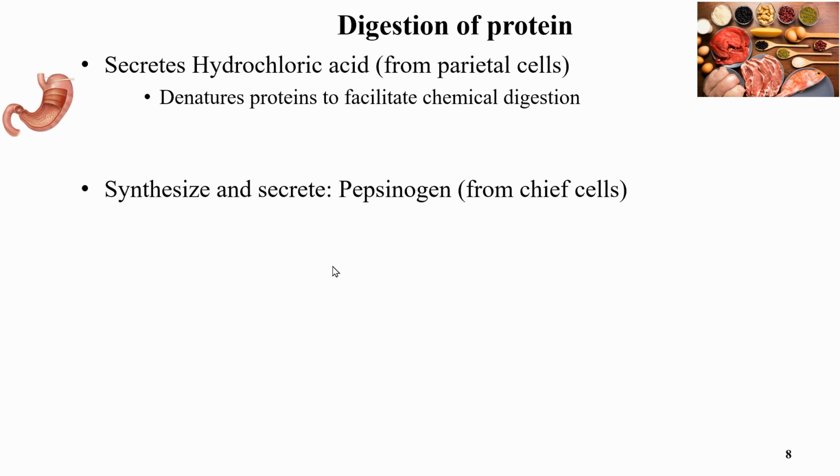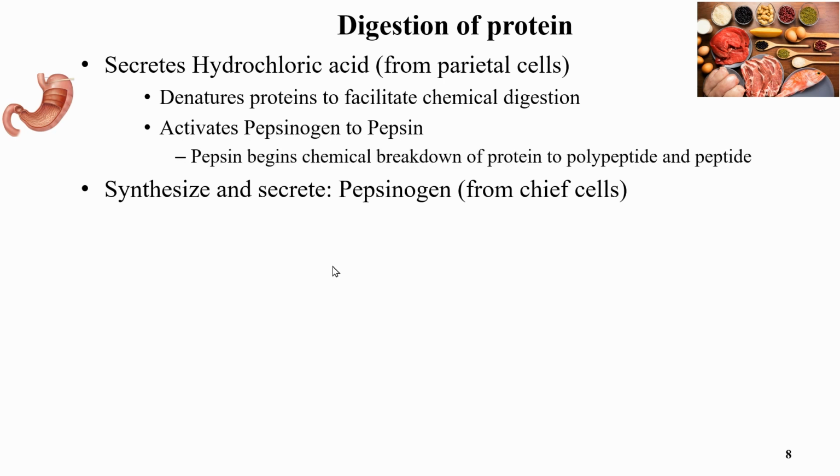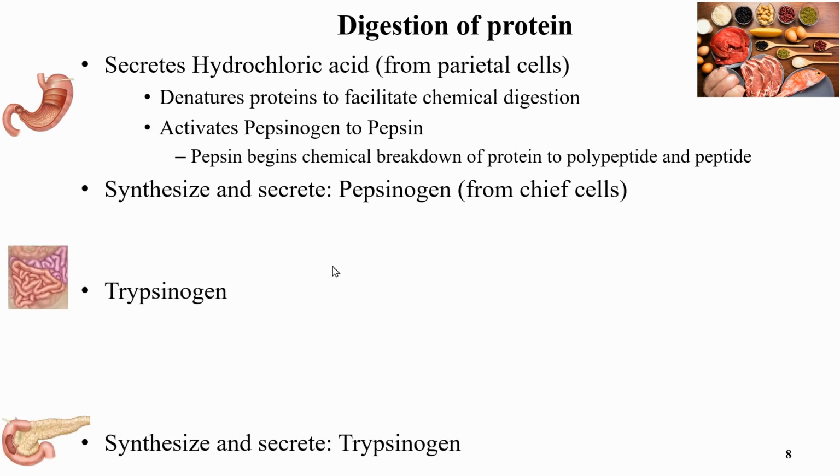And so that denaturing facilitates chemical digestion. The other thing hydrochloric acid does is activate pepsinogen. So from pepsinogen to pepsin. And pepsin is active, it will break peptide bonds. That's what it does. And again, you now form a polypeptide and some dipeptides and tripeptides and oligopeptides in general from the complex proteins. And then once that leaves the stomach, it goes to the small intestines.